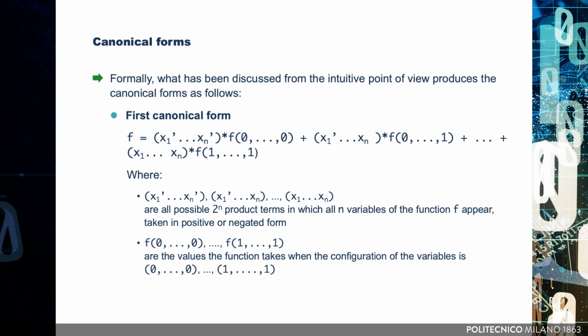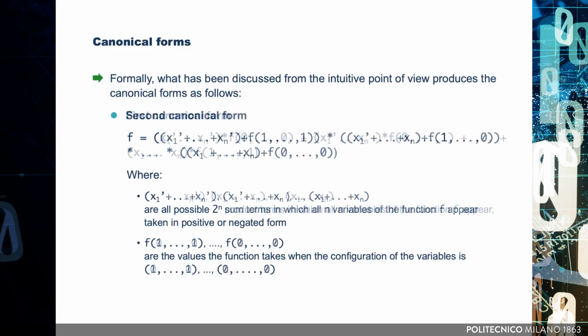in which all the variables of the function appear either in their positive or negated form, multiplied by the corresponding value of the function. As can be observed, for all cases where the function evaluates to 0, the corresponding product term will vanish, resulting in 0. In conclusion, the resulting expression is the sum of the minterms. Duly, we can define the second canonical form. For brevity, we will not go into the details of the formulation, as it is the same as the previous one.